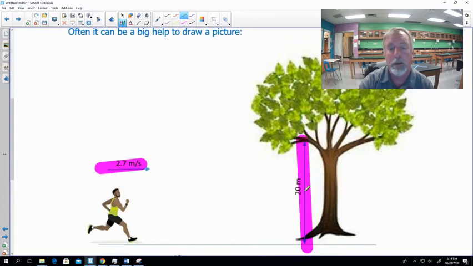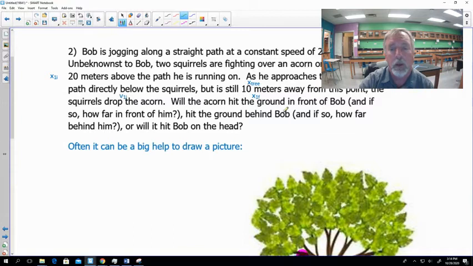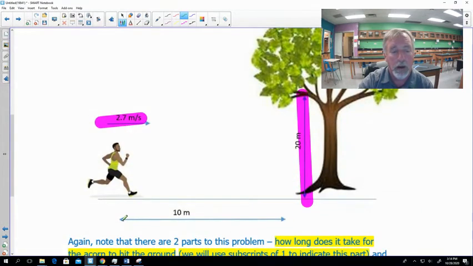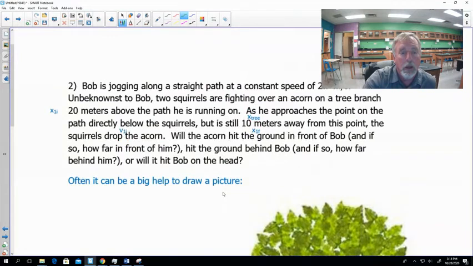There's our 20 meters above the path. As he approaches the point on the path directly below the squirrels, but is still 10 meters away from this point, so he's still 10 meters away from the tree, the squirrels drop the acorn. So I want to indicate here, Bob is 10 meters away from the tree. That's when we start our scenarios here. He's 10 meters away from the tree, and the squirrels drop the acorn.